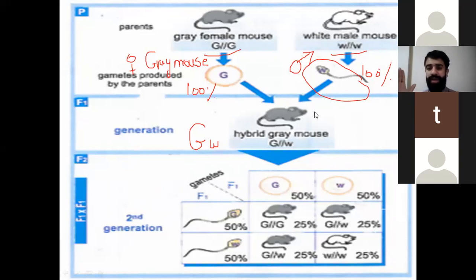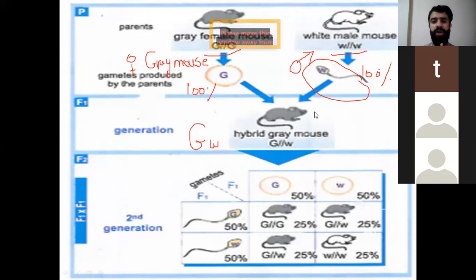So whenever you want to identify a dominant or recessive allele, start by the steps. You have to say, after crossing a gray female mouse with a white male mouse, all the F1 generation were gray. So the gray allele is dominant over the white allele, which is recessive. And this white allele was masked in the F1, since it was masked by the dominant allele.